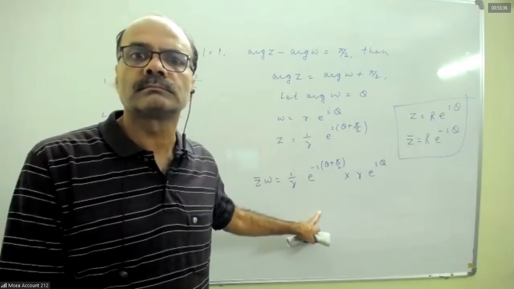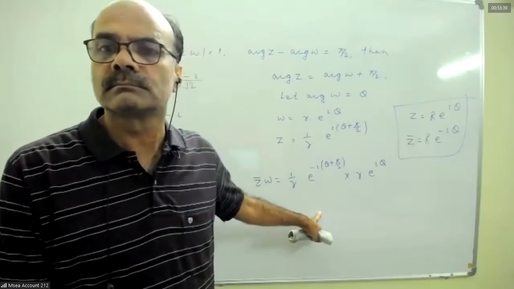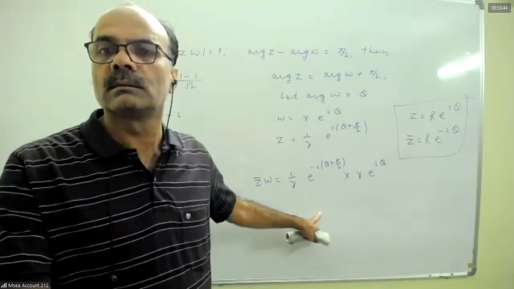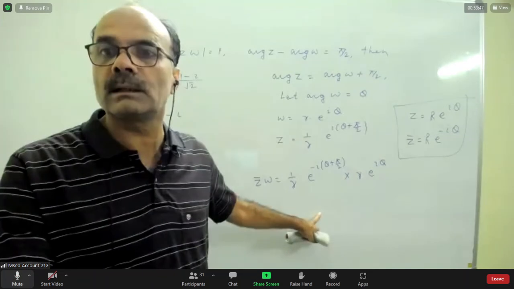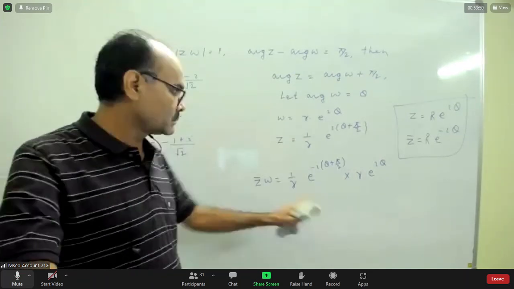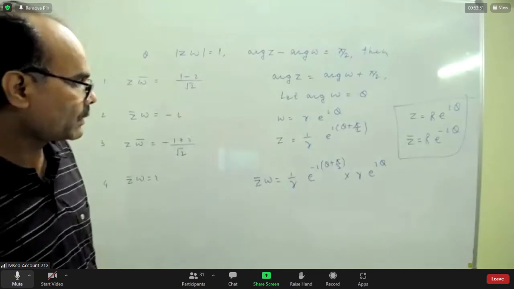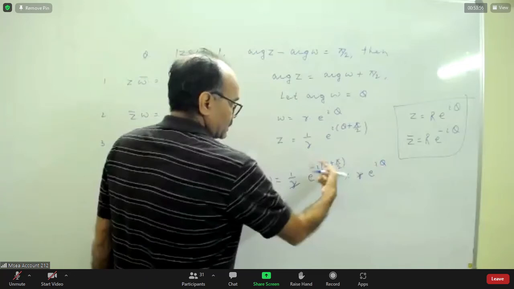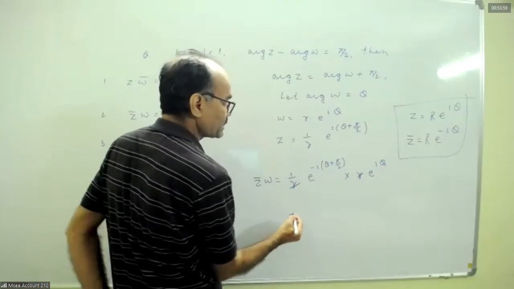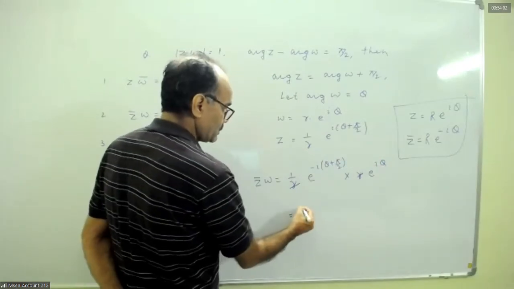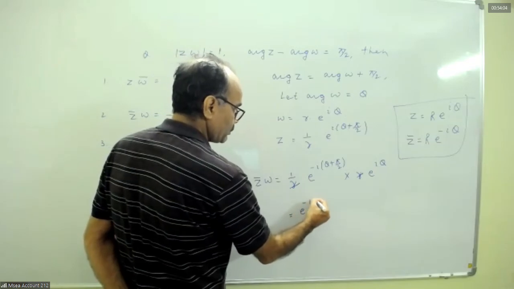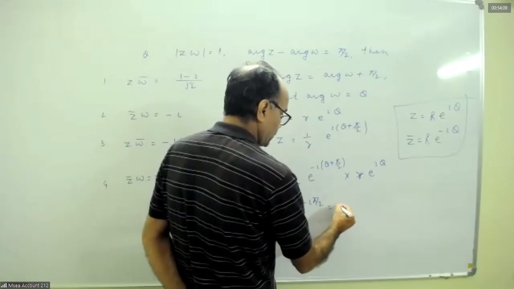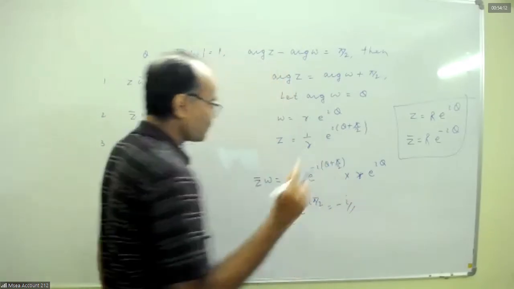Jasim, no doubts. Wase, is it clear or any doubt? R will get cancelled out. Exponents will be added. Minus I theta plus I theta cancelled. Finally, e to the power minus I pi by 2, which is cos minus pi by 2 plus I sin minus pi by 2. So minus I. Correct.